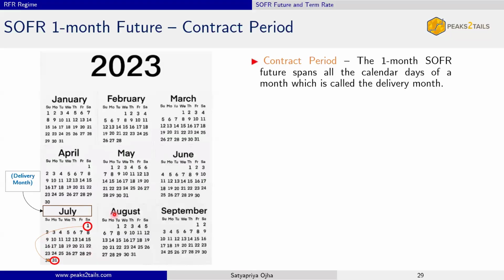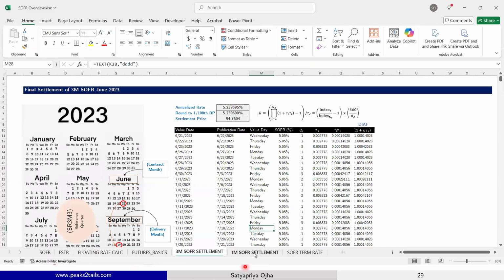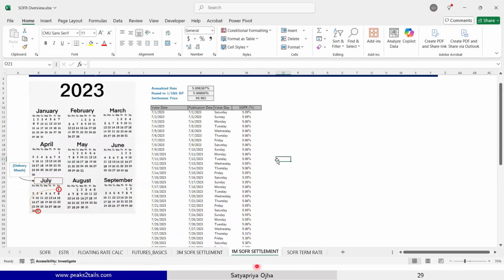And how do you calculate the total rate for the 1 month? It is not compounded. It is simply an arithmetic average. That's the key difference. I don't know why they did it this way.